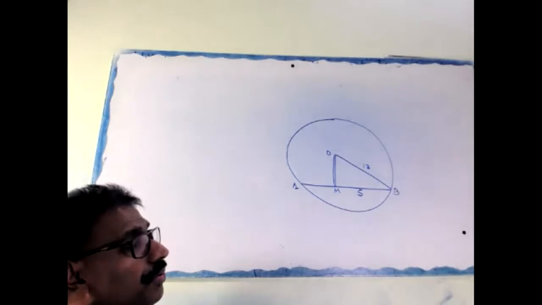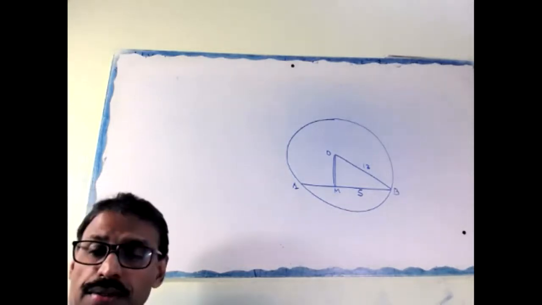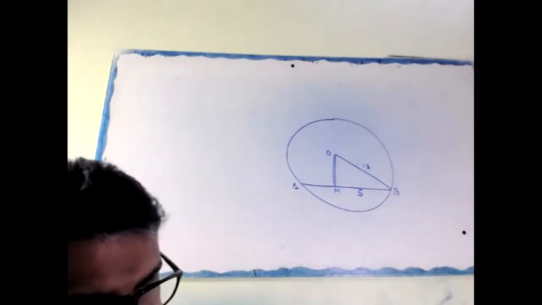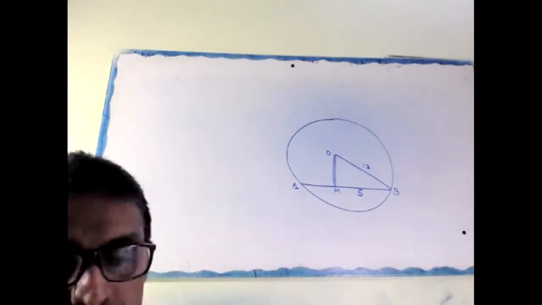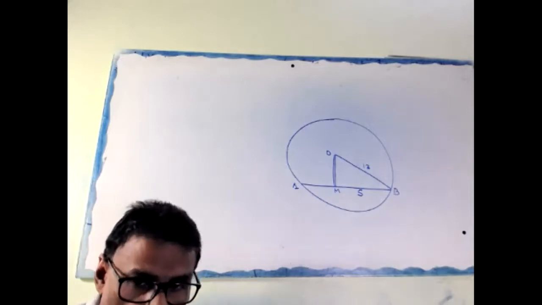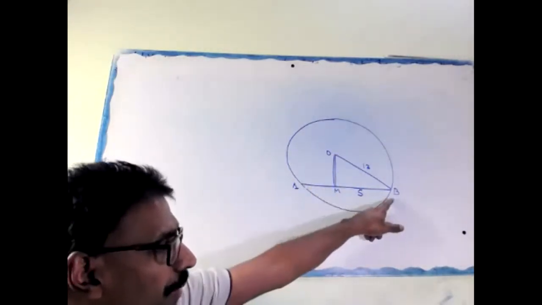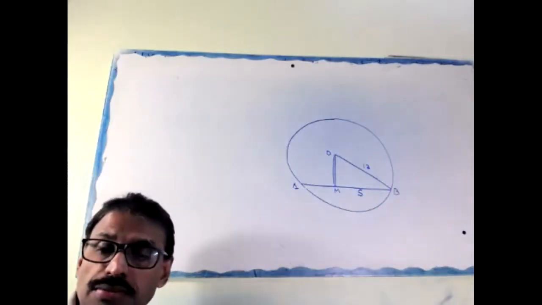OM square equal to OB square minus MB square. That is 13 square minus 5 square. 169 minus 25 is 144. Root is 12. Are you okay? Understood why it is 5? Because OM is perpendicular to AB. A perpendicular from the center bisects the chord. That's why it is 5.